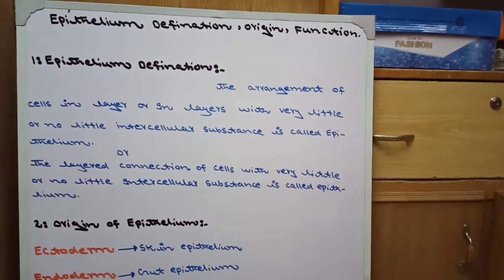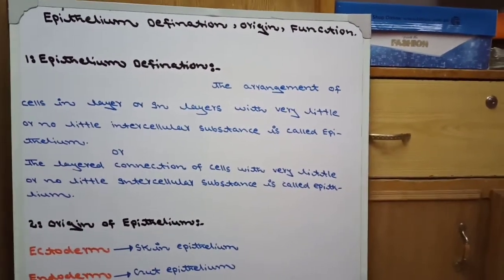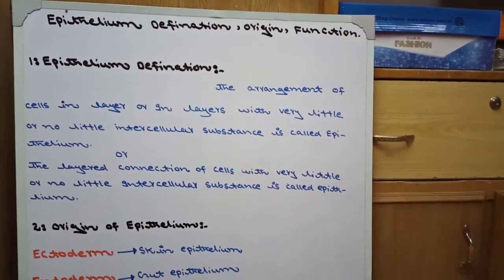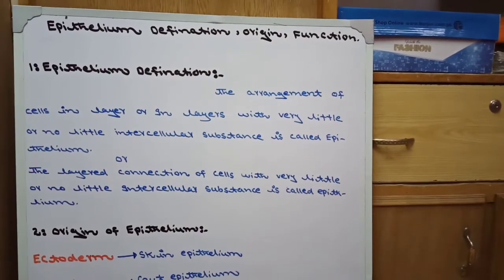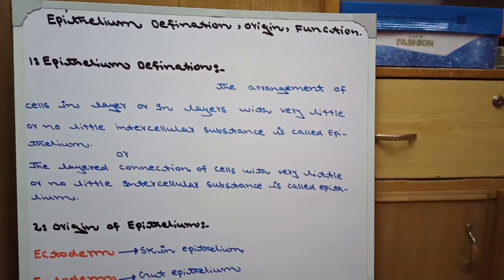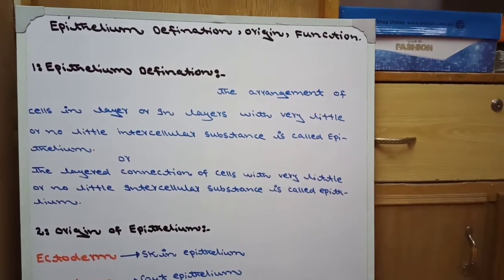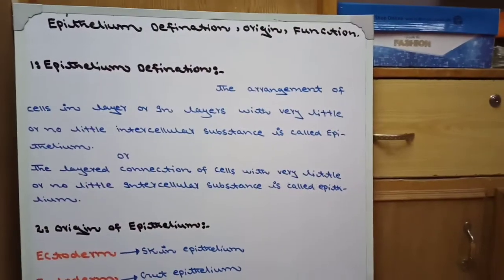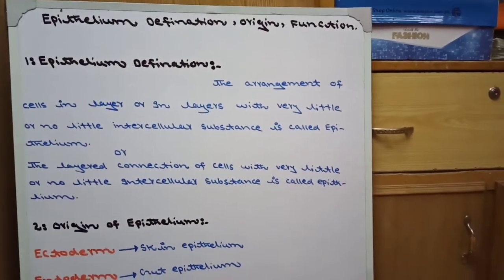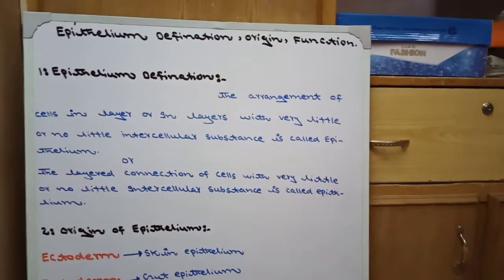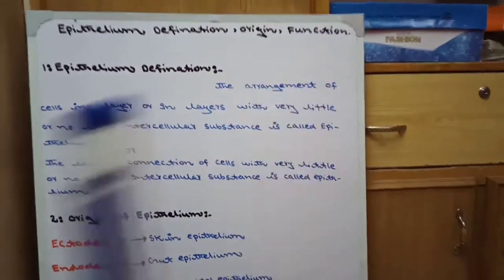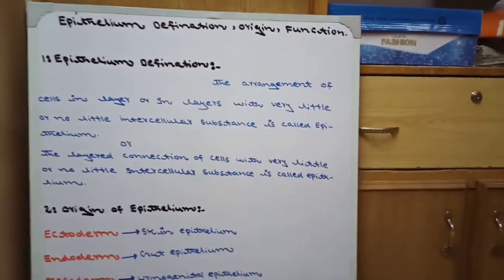Like in the first two videos, we studied histology definition and the major types of tissue: nervous tissue, connective tissue, epithelial tissue, and muscle. Now in today's video, we will study each type of tissue in detail. First we start with epithelium. Today we will study epithelium definition, origin and function. First, epithelium definition. What is epithelium?